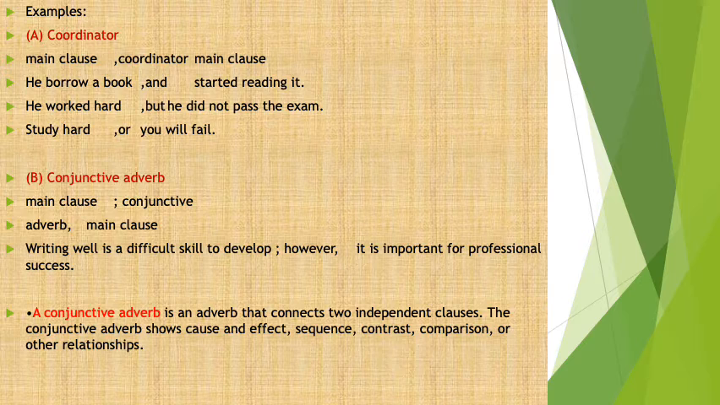For example, he borrowed a book and started reading it. He borrowed a book, this is a sentence, and started reading it, also this is another sentence. So what is the coordinator we use in this sentence? It is and. and هي الكوردينيتر اللي ربطت بين جملتين. main clause عندي هنا وعندي الأولى main clause والثانية main clause ربطت بيناتهم coordinator.